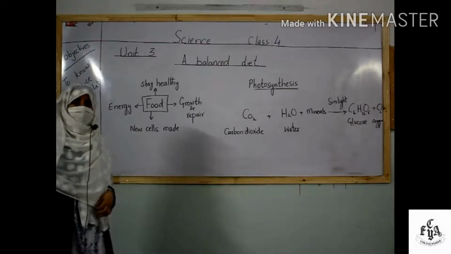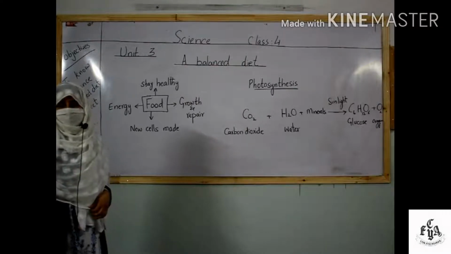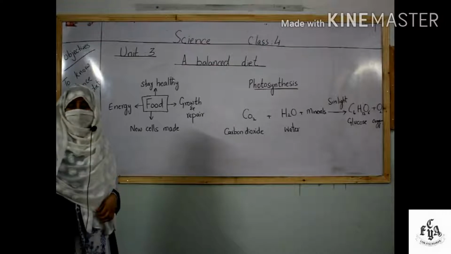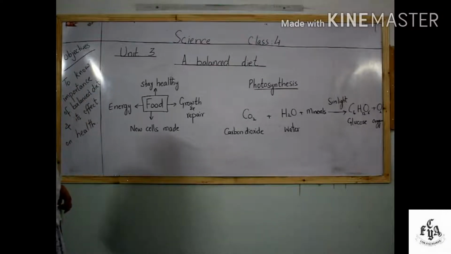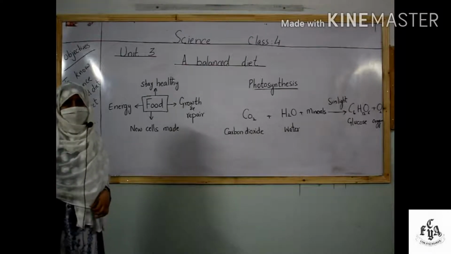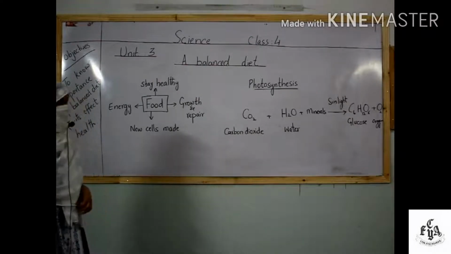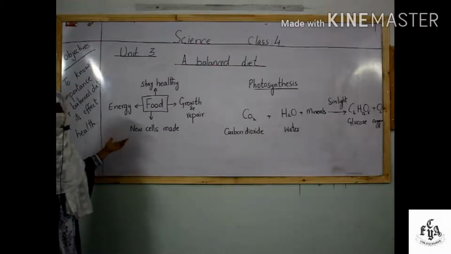Okay, balanced diet. Balanced diet means to take the right kind of food in the right amount. That is called the balanced diet. So we will discuss the food of plants and animals in this chapter. First, we are talking about why we need the food.